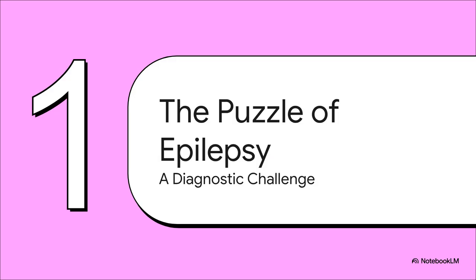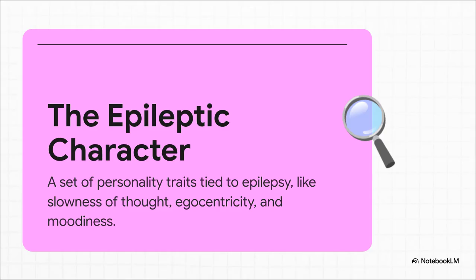You know, our story actually begins not with a word, but with a medical puzzle. Doctors were wrestling with this problem. How could you objectively identify a condition like epilepsy, not just by its obvious physical seizures, but by the very personality of the patient? See, at the time, psychiatry had this concept they called the epileptic character. The idea was that people with epilepsy shared a specific, identifiable personality profile.